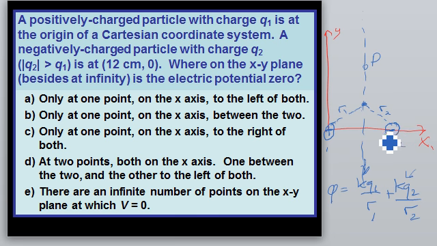Now, suppose 2, however, is of smaller magnitude than 1. So we've got a big positive charge and a relatively small negative charge.